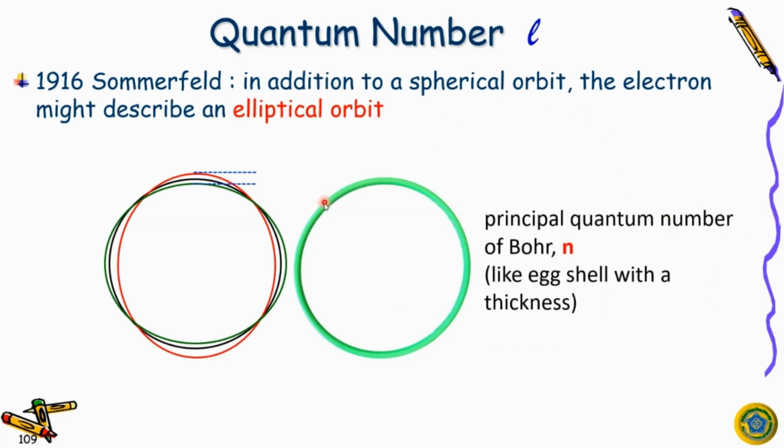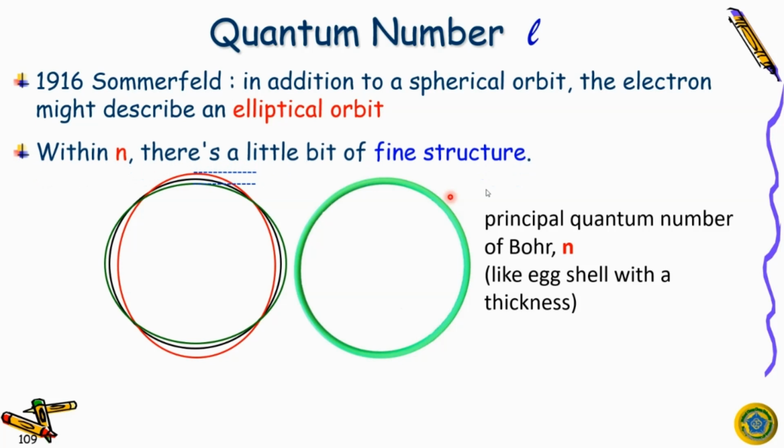So this orbit is called the principal quantum number N. I hope you still remember this Bohr atomic model is N. Now they name it the principal quantum number. It's like an eggshell with thickness, and it looks spherical, but in fact inside there are many small orbitals.